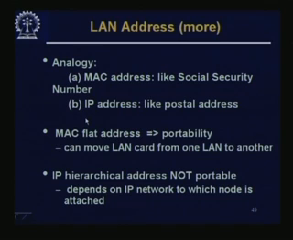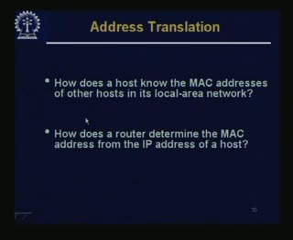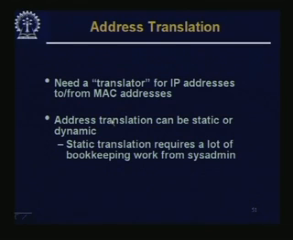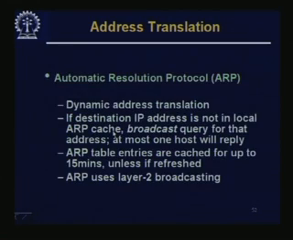Okay. The question is how do you get to know the other person's address, the address translation? How does a host know the MAC address of the other host in its local area network? And secondly, how does a router determine the MAC address from the IP address of a host? These are two interrelated questions. So we need some kind of translator between IP addresses and MAC addresses. Address translation can be static or dynamic. Static translation means maybe you keep some static table. Static translation requires a lot of bookkeeping work from the system administrator, and this is not really feasible, and this is never done.